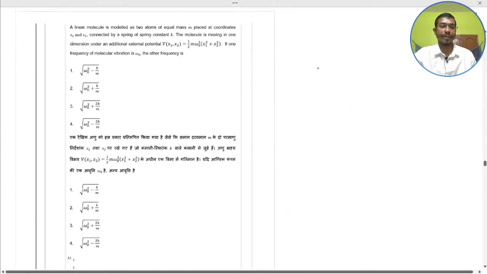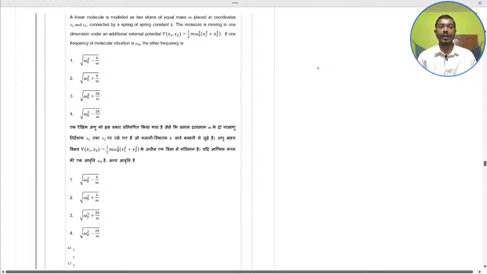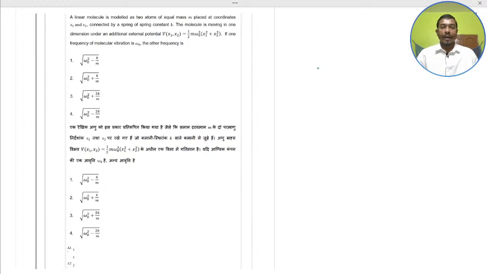Now go ahead. A linear molecule is modeled as two atoms of equal mass m placed at the coordinates x1 and x2 connected by the spring constant k. The molecule is moving in one dimension under the action of the external potential V(x1, x2) equal to half m omega naught square times x1 square plus x2 square. If one frequency of the molecule's vibration is omega naught, what is the other frequency? Important question.